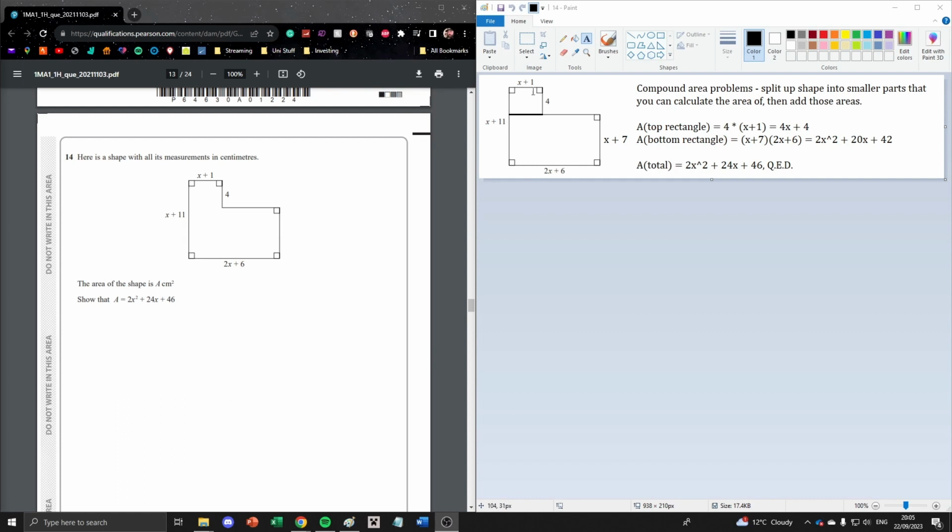So the area of the smaller top rectangle is 4 times x plus 1, which is 4x plus 4. And the area of the bigger bottom rectangle is x plus 7 times 2x plus 6, which we can expand out to find is 2x squared plus 20x plus 42. So the total area of the whole shape is going to be 2x squared plus 24x plus 46, which, as we know, is equal to A, which is what we're trying to prove.